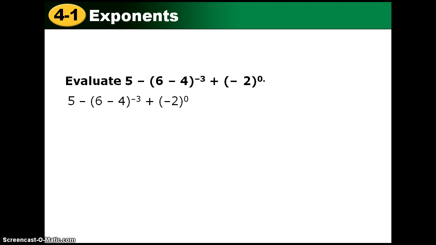So let's evaluate. Following order of operations, we have parentheses and exponents. Parentheses comes first, so we start with 6 minus 4 and get 2. Now we would do the exponents. 2 to the negative 3rd power is the same as 1 over 2 to the 3rd power, which is 1/8. Negative 2 to the 0 power equals 1. 5 minus 1/8 plus 1 is 5 7/8.